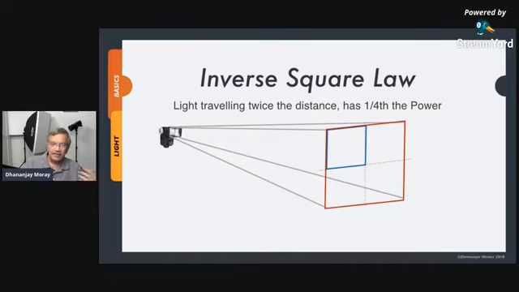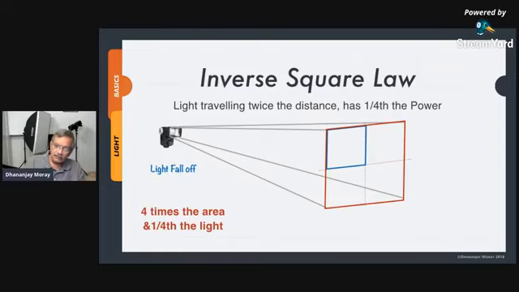And how much has it spread? It has reduced its intensity by 1/4. It has spread 4 times. So 4 times the area is covered. This is also known as the light fall off of light. So this is basically, in a nutshell, what is the inverse square law. As the light moves further away from the source, the power decreases.